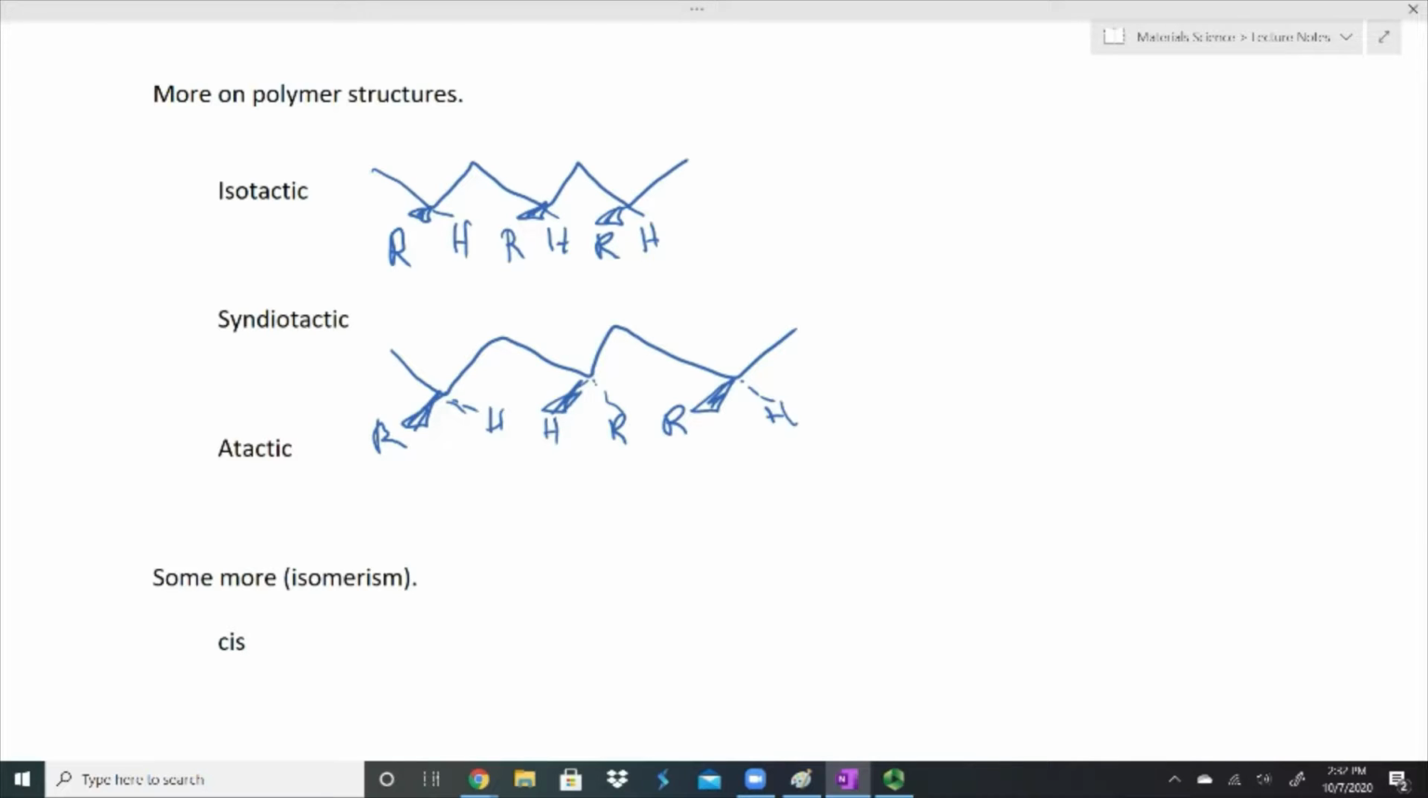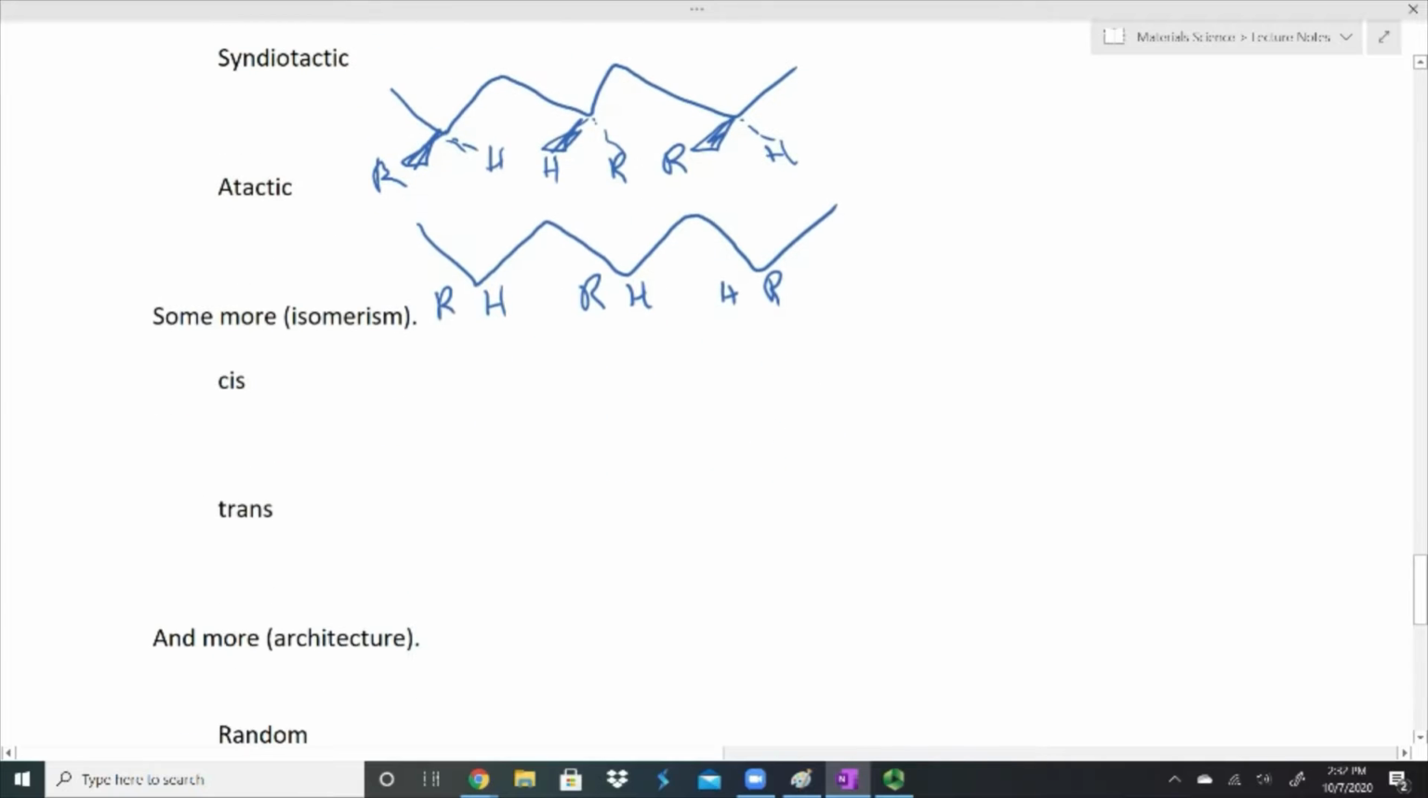Atactic just means that it is random. I could have an R and an H, I could have an R and an H, then I could have an H and an R. There really is no pattern along it.